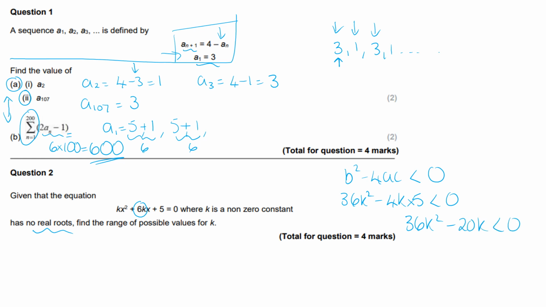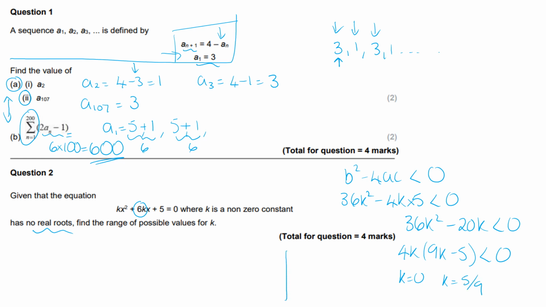This is a quadratic inequality, so let's take 4k out. And then we'll have 9k minus 5 is less than 0. Now we wanted to equate that to 0. Where would the solutions or the roots be? They'd be at k is equal to 0 or k is equal to 5/9.